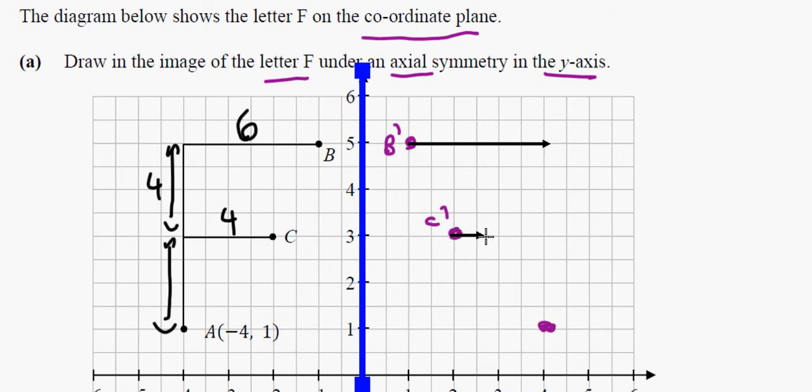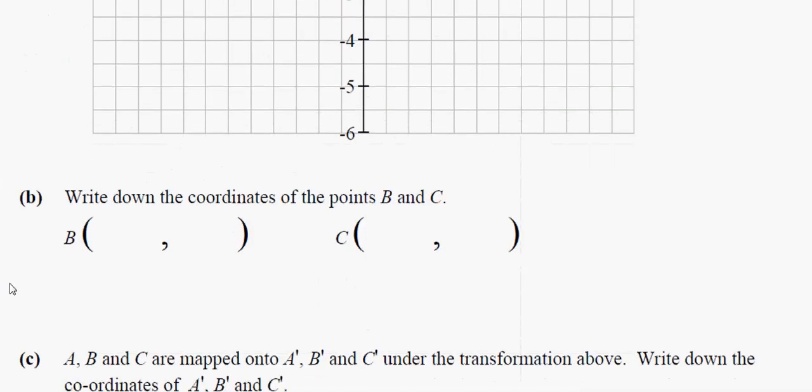1, 2, 3, 4. And then finally join it down, and you have the opposite, a mirror image basically, right? Axial symmetry in the y-axis. Now what we do is write down the coordinates B and C.